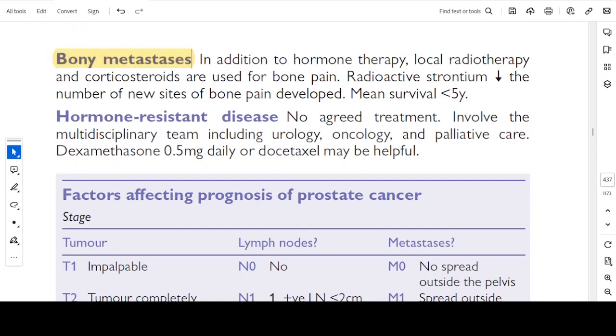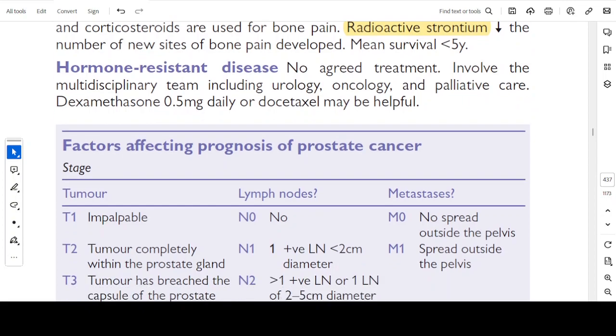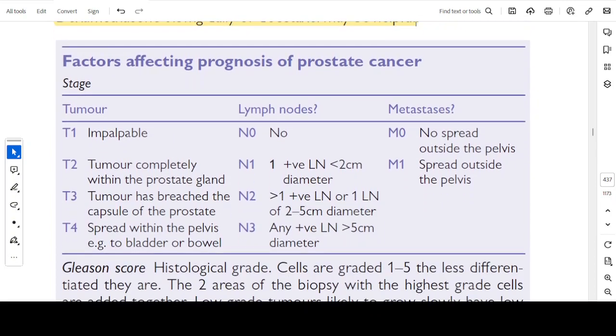Bony metastasis: in addition to hormonal therapy, local radiotherapy and corticosteroids are used for bone pain. Radioactive strontium decreases the number of new sites of bone pain developed. Mean survival is less than 5 years. Hormone-resistant disease: no agreed treatment, involve the multidisciplinary team including urology, oncology and palliative care. Dexamethasone 0.5 mg daily or docetaxel may be helpful when there is hormone-resistant disease.